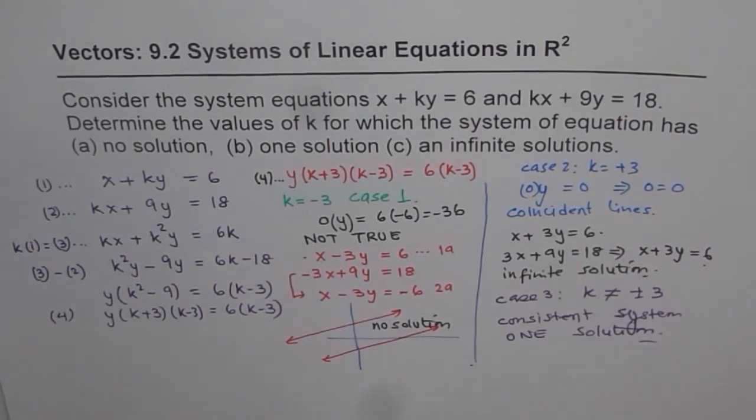So that is how we can solve these equations and understand for what values of k we are going to have different conditions. Lines could be parallel, in that case no solution. Lines could be exactly the same, and the system will be consistent with an infinite number of solutions. And if lines are not parallel, in that case, case number 3, we get one solution. They will intersect at one point. I hope the point is clear. And now we'll take some more examples to elaborate on the same. Thank you.